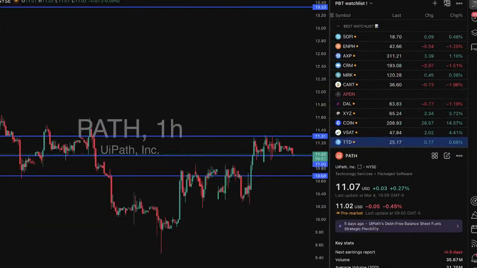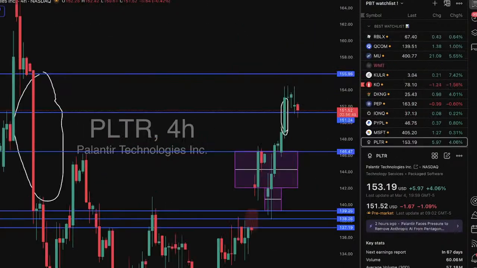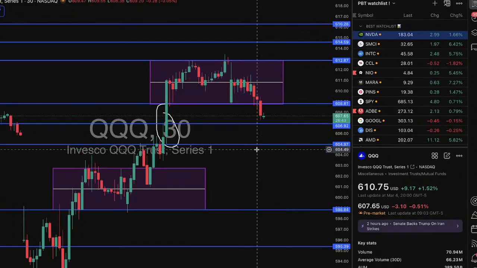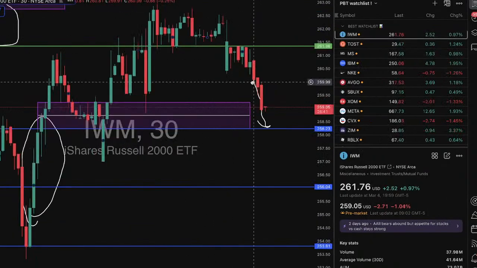We got to go over Path as soon as I'm back. INTC, we'll go over. Hold on. All right, Q's ended up dropping down. Okay. So yeah, we got a couple other things we will have to go over.